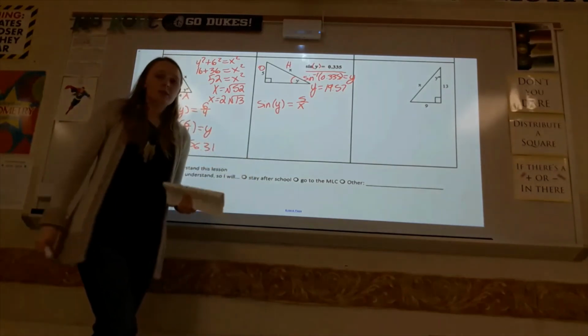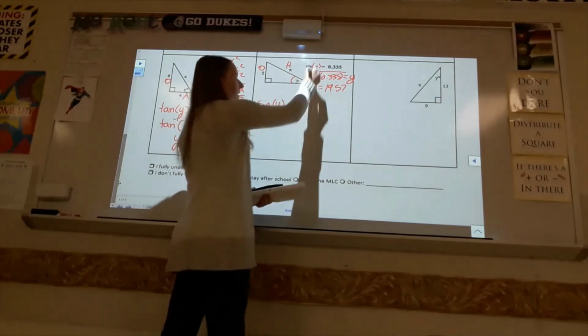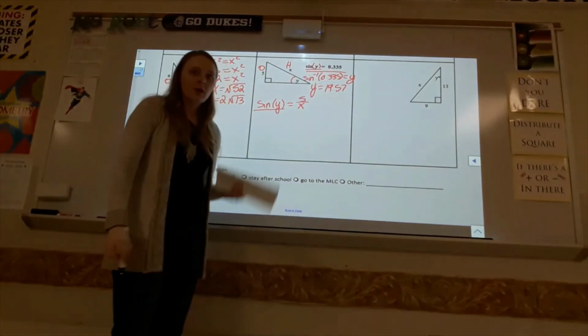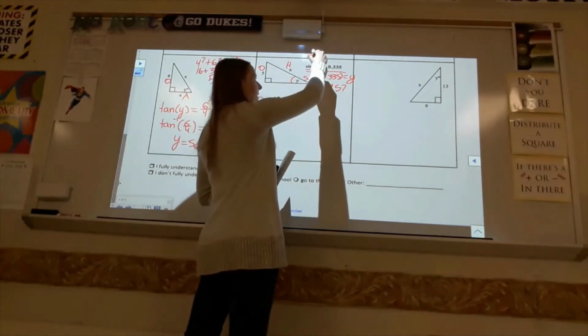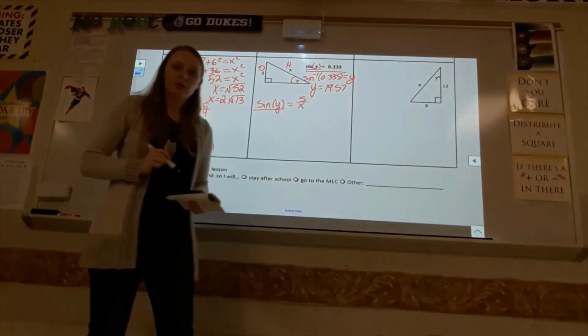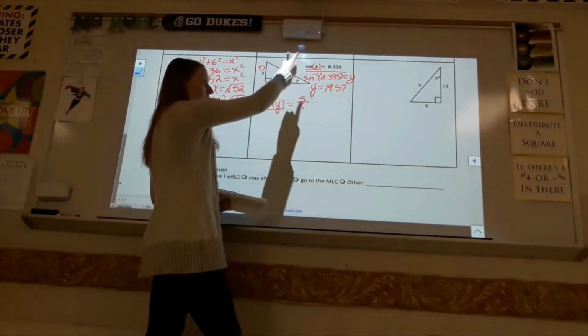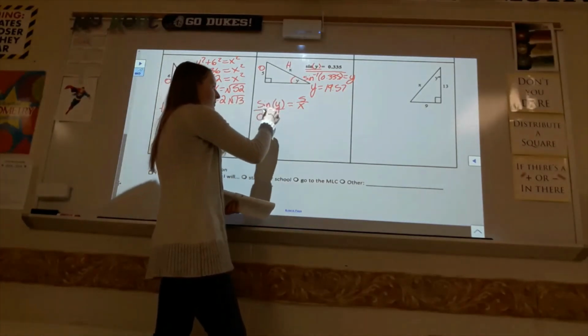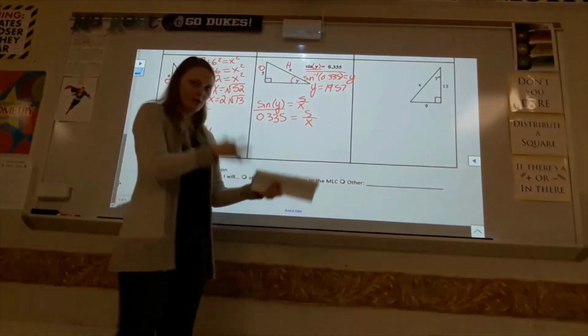But the best way to do this is notice that I have sine y here, sine y right here. I also have sine y right there. They told me in this problem, in this expression, that sine y is equal to 0.335. So I can just swap them out. I can do substitution. If I see that those two are equal, I can just write 0.335 right here and keep going from there.